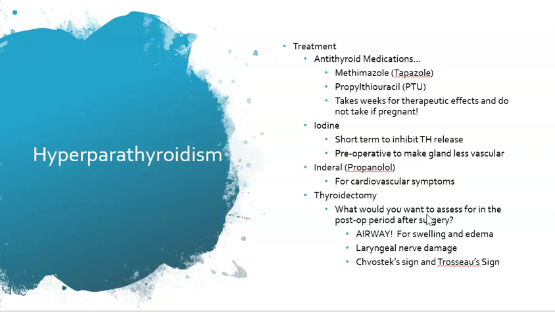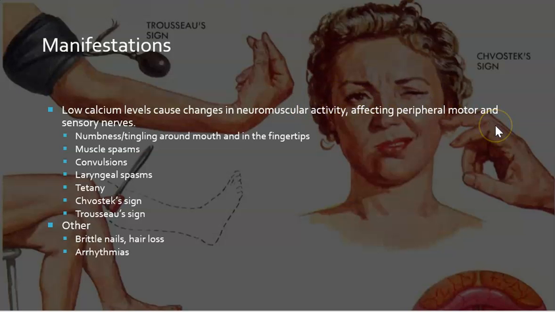So you're going to assess your airway again, and laryngeal nerve damage, that's where they talk with a whisper, and then your Chvostek and your Trousseau sign. We've got a nice little slide here on this.